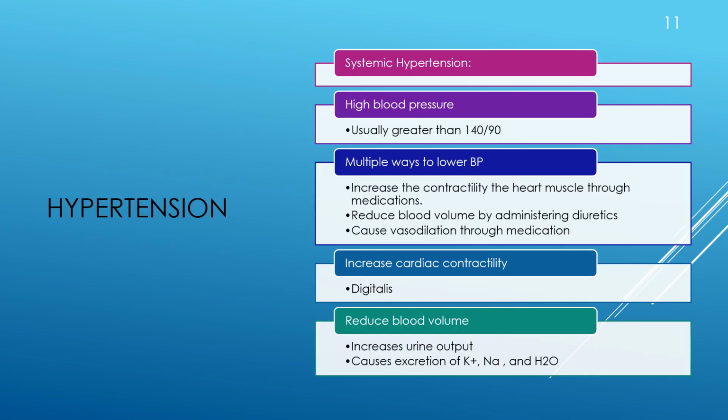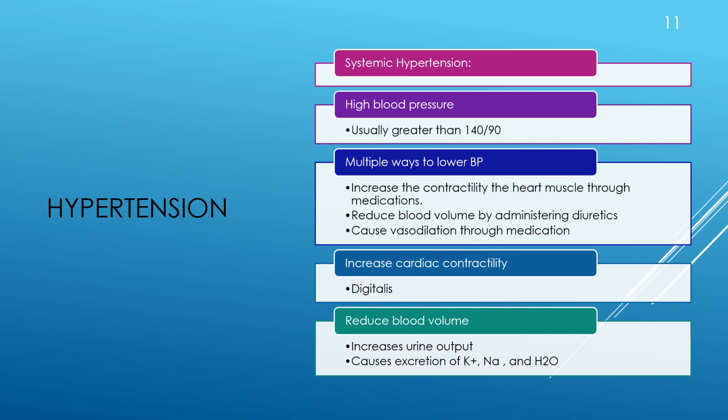So let's turn our attention to hypertension, a very common issue here in America. Usually hypertension is diagnosed when the blood pressure is greater than 140/90. There are multiple ways to lower blood pressure. You could increase the contractility of the heart muscle through medications. You could also reduce blood volume by administering diuretics such as Lasix. You could cause vasodilation through a whole host of medications, which I'm going to show you on the next slide.